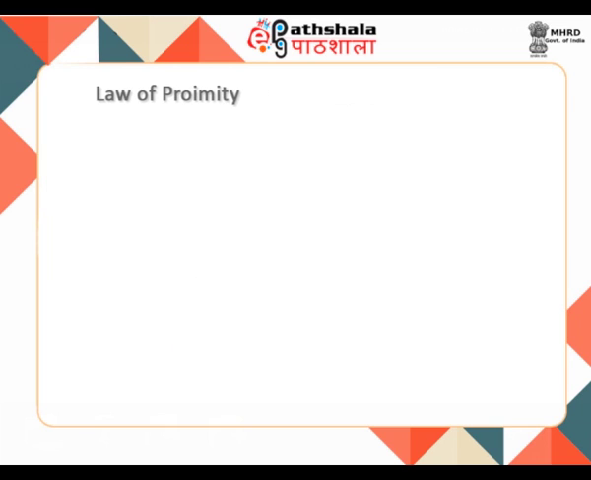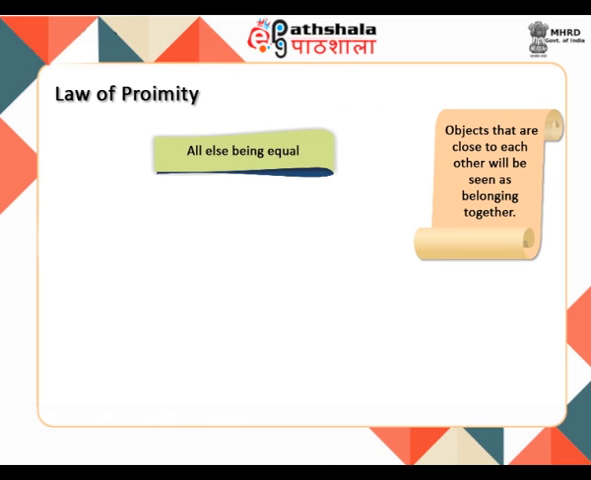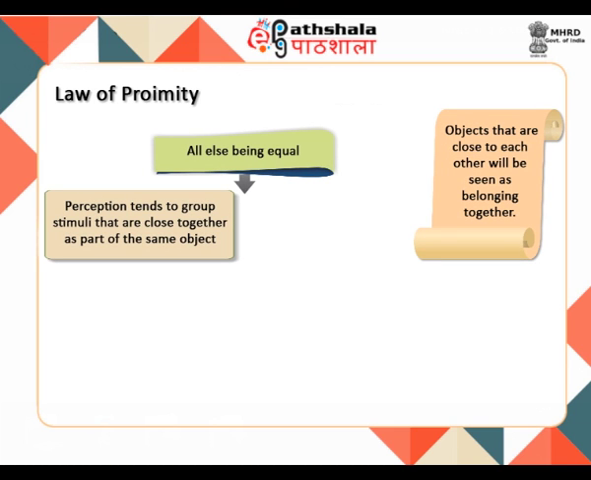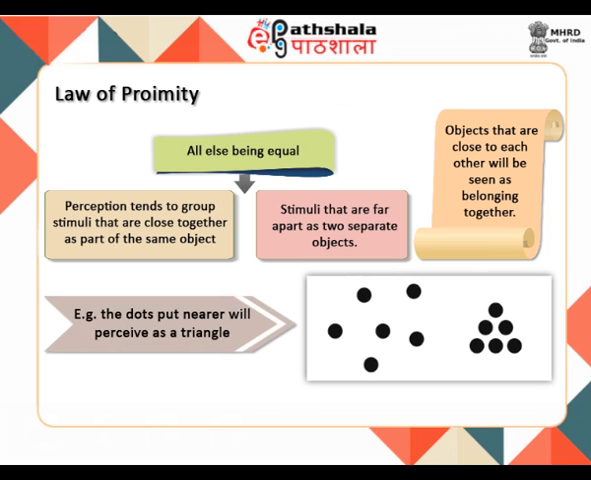The next principle is the law of proximity, which states that all else being equal, perception tends to group stimuli that are close together as part of the same object and stimuli that are far apart as two separate objects. This allows for the grouping together of elements into larger sets and reduces the need to process a larger number of smaller stimuli. In this example, the dots put nearer will be perceived as a triangle. This is an example of law of proximity.